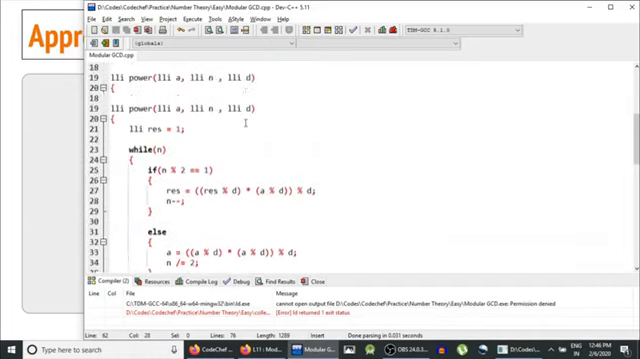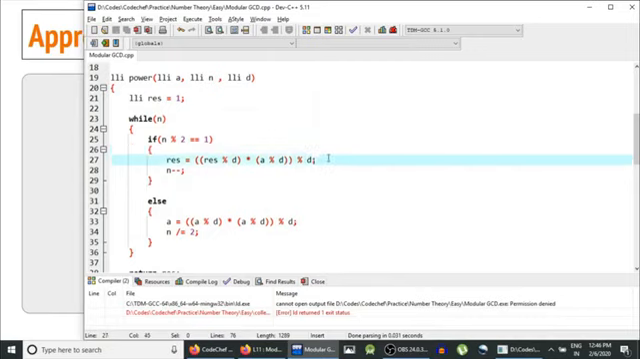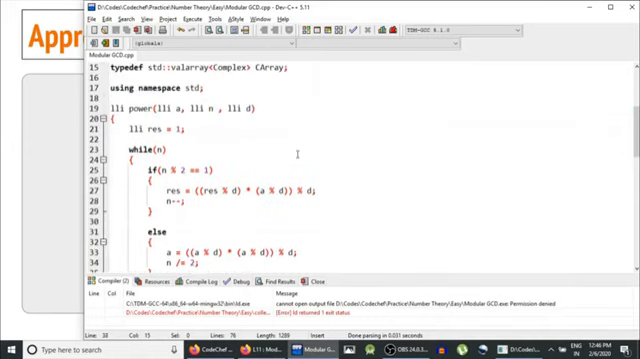And this function, the power function, is modular exponentiation. This is basically an improvisation of the function that we've written previously, which is binary exponentiation. We simply replace all the multiplication with mod. We replace all a into b with a mod d into b mod d and then whole mod d, and finally return the result. So this was all about this problem.